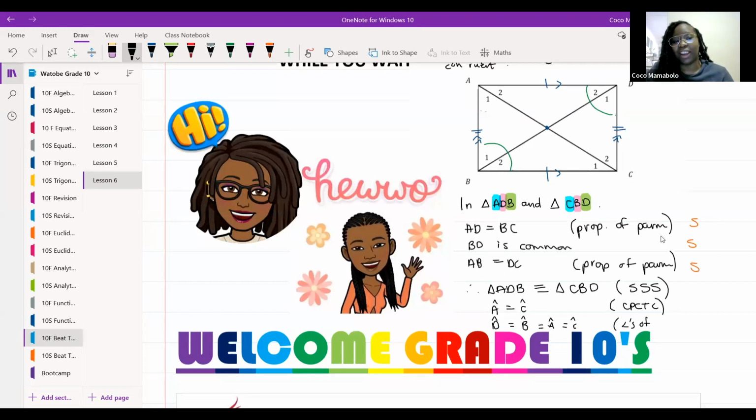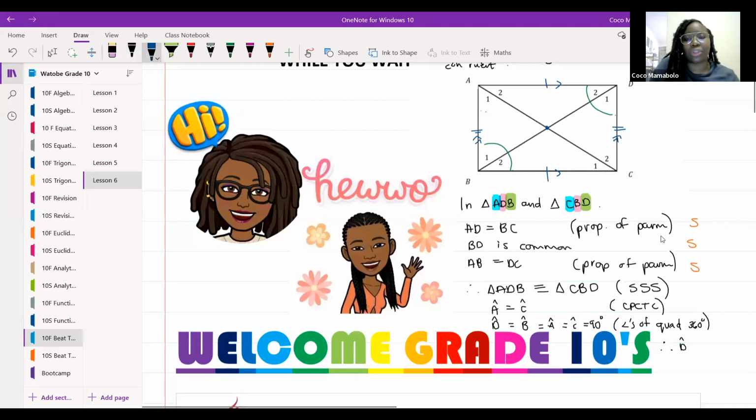Good. Ivana, be very careful. Not 180, not a triangle, a quadrilateral. Angles of a quad equal 360. Right. And if they're all equal to each other, what does that tell me about each of these angles? That each of these angles will be how much? Yes, that's it, Sipokazi. Well done, Lihle. Good. That means angle D is equal to angle B, which is equal to angle A, which is equal to angle C, and that is equal to 90 degrees.